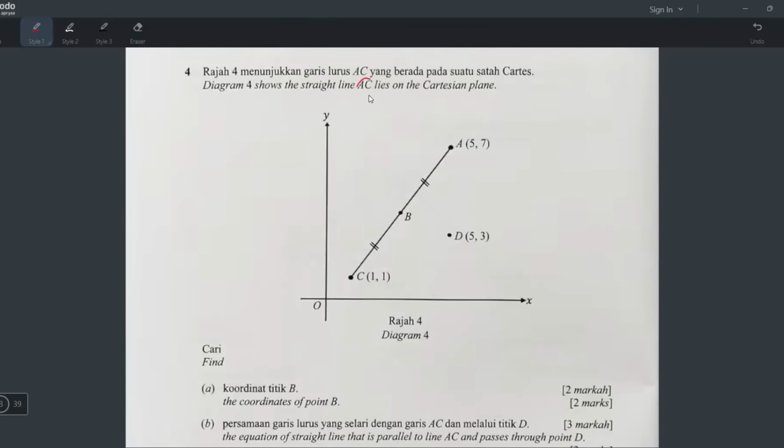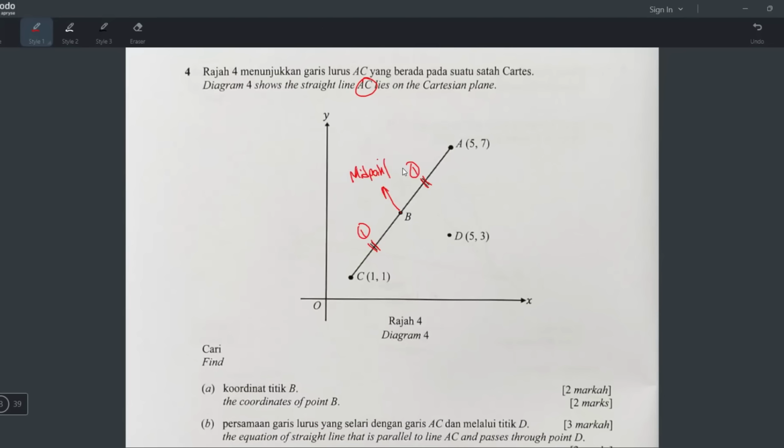Okay, number 4. Diagram 4 shows a straight line AC lies on the Cartesian plane. So we can see the AC line. Okay, point B is in the middle and they put these two marks. What's the meaning of this? It means the length here and the length here are exactly the same. So B is exactly in the middle, exactly half of AC. So that means the ratio is 1:1, and also point B is the midpoint.